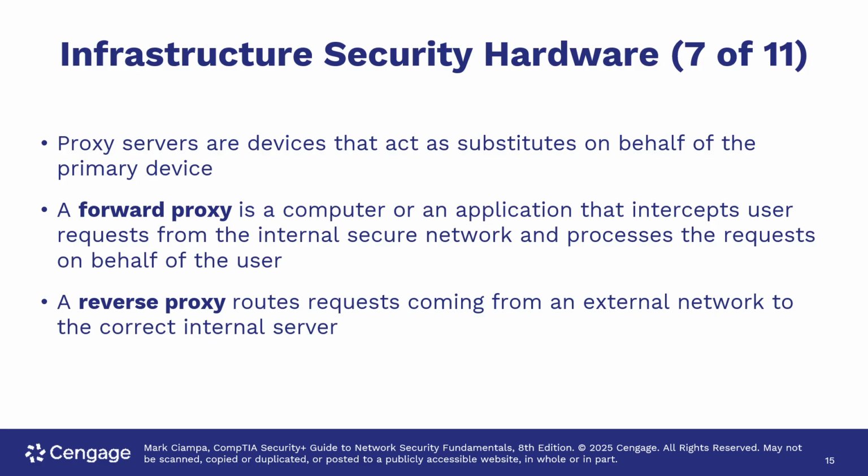A reverse proxy routes requests incoming from an external network to the correct internal server. So let's say I want to go to www.abc.com and they're behind a firewall or use a proxy. You're expecting, with www.abc.com and the HTTP or HTTPS protocol, that you're going to a web page of some kind. Well, this reverse proxy makes sure that the incoming request goes to the web server on that local network and not some other workstation.